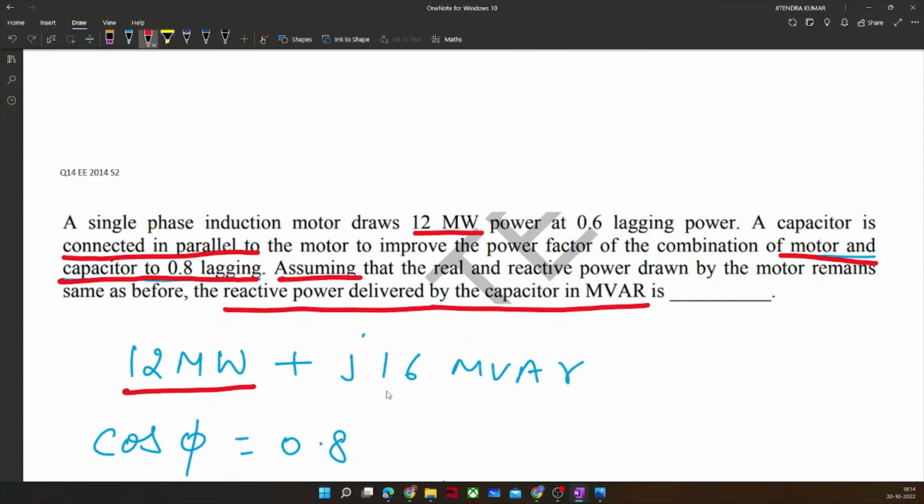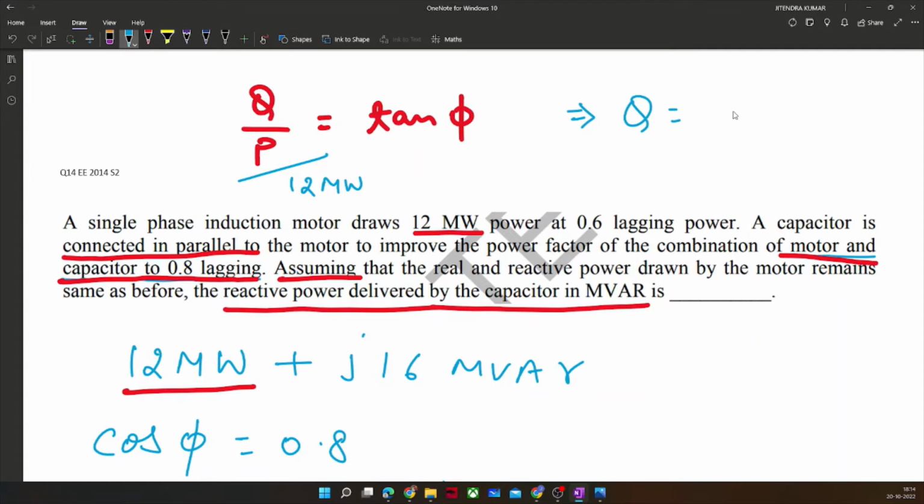So for that purpose, after this single phase induction motor was taking this power, and when this power got converted into reactive power, we all know Q by P is equal to tan phi. So if we know P, that will be 12 megawatt. So Q will be 12 tan cos inverse of 0.6. So that would come out to be 16 MVAR.